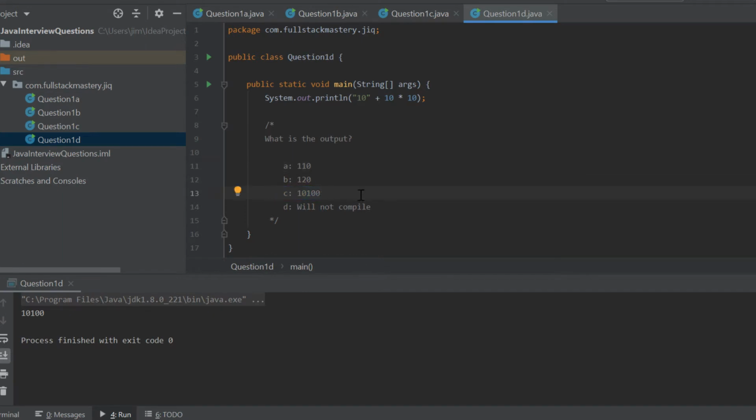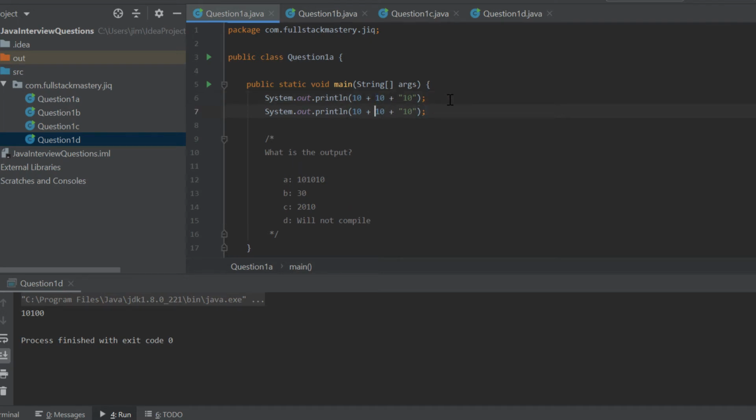Okay, so in this series of questions, they're asking you about your understanding of the order of precedence of operators. So in the first question, since we're using the same plus operator, the operation is going to go from left to right. So in this case, this 10 value is going to be added to another 10, which makes it 20. And then from there, since that is 20, then it's going to be concatenated to the string of 10, making it a string as a final product. So essentially, it is doing this.